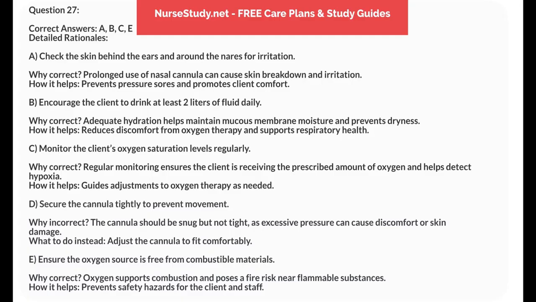E. Ensure the oxygen source is free from combustible materials. Why correct? Oxygen supports combustion and poses a fire risk near flammable substances. How it helps: prevents safety hazards for the client and staff.